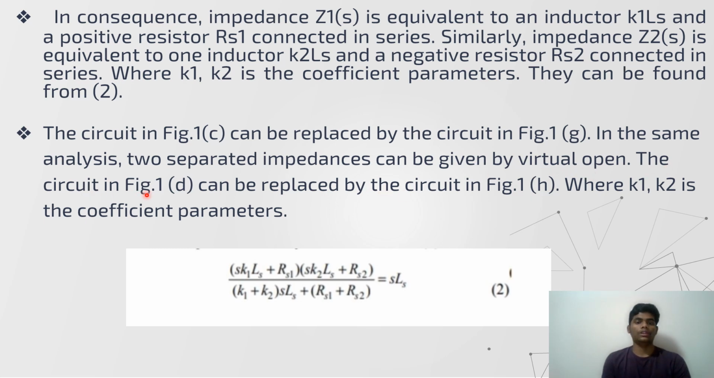The circuit in figure 1 can be replaced by the circuit in figure 1h, where K1 and K2 are the coefficient parameters. In the second equation, we get s K1 Ls plus Rs1 times s K2 Ls plus Rs2, divided by K1 plus K2 whole times s Ls plus Rs1 plus Rs2, equals s Ls.